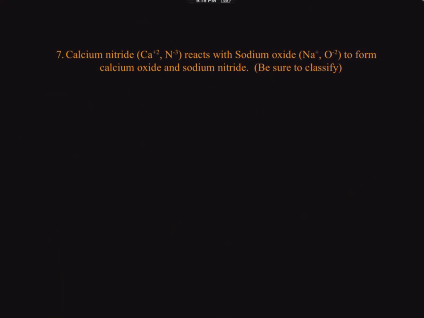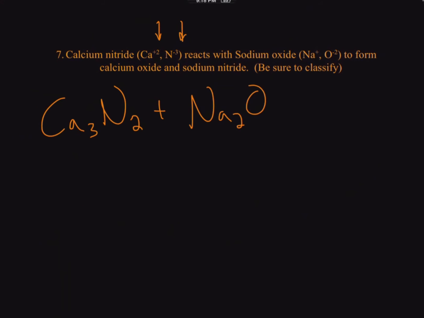So calcium nitride, the ions are given to you here, and you just have to think back. Remember that the charges have to cancel out. The simplest way to do that is to swap the numbers. So calcium nitride would be Ca3N2, reacts with sodium oxide, and since oxygen's a +2 and sodium's a -1, we switch the numbers. And then we're going to have calcium oxide, which is just CaO, and sodium nitride, which is Na3N. I ran out of room there.